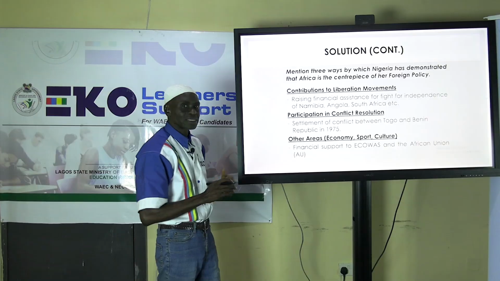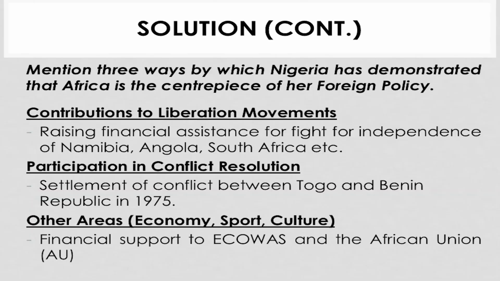Mention 3 ways, that is the second question. 3 ways by which Nigeria has demonstrated that Africa is the centerpiece of our foreign policy. We have taken 1 point each from the major points, giving examples. You can add more on your own. I'm sure you have gained something. Contributions to liberation movement. Example is how Nigeria has raised funds, has given financial assistance to fight for independence of some countries like Namibia, like Angola, like South Africa.